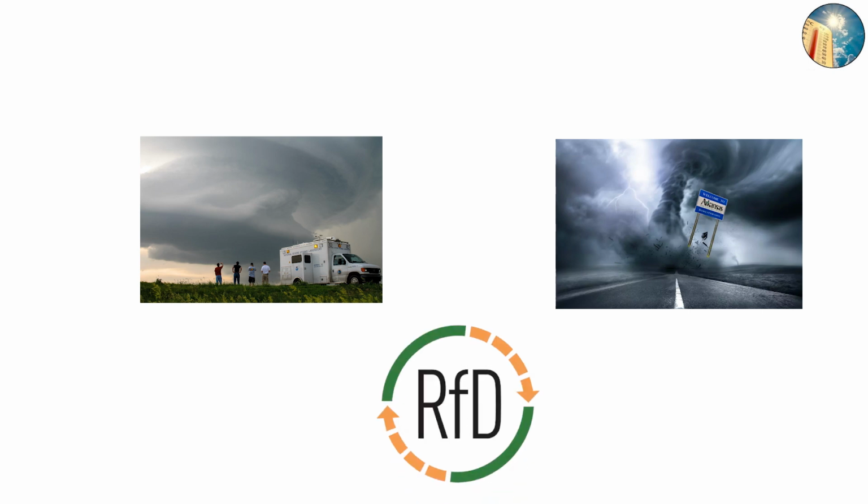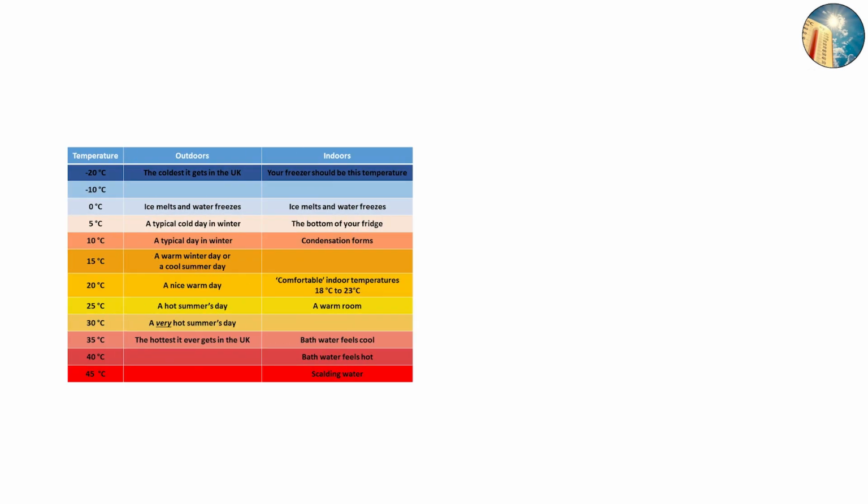Researchers have found that many of the strongest, longest-lasting tornadoes are associated with RFDs that have a moderate temperature deficit, around 3 to 6 degrees Celsius cooler than the surrounding air.